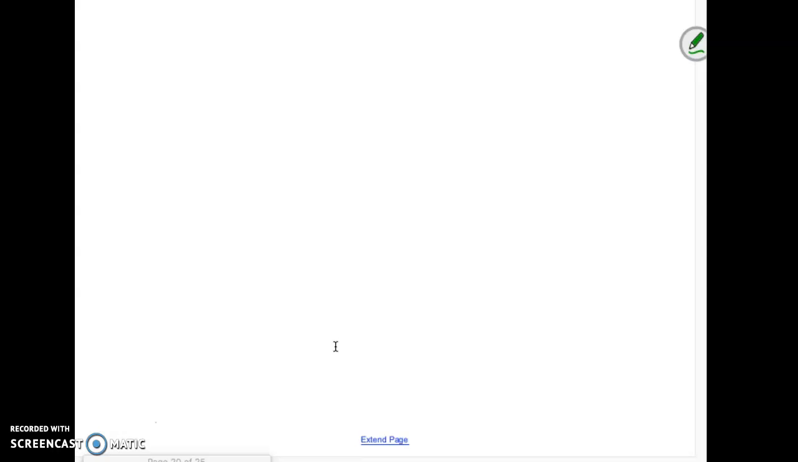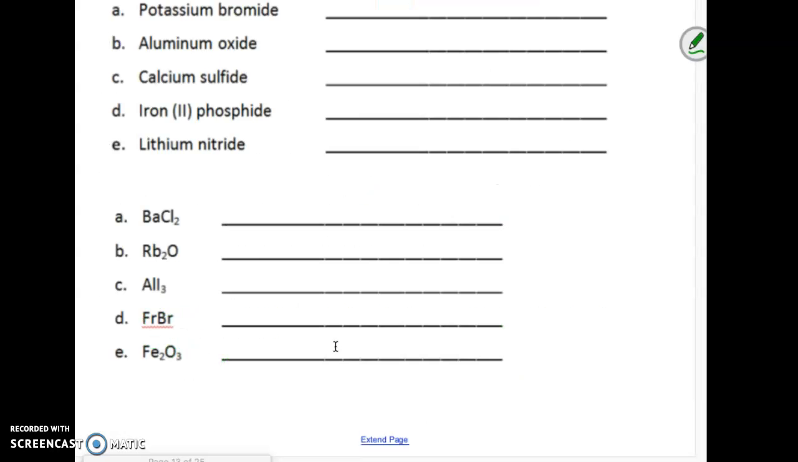Before I do that, because now we're kind of done with ionic bonding, I want to scroll back in the notes for these ones that I skipped before and walk through them with you. So potassium bromide. Potassium is a +1. Bromine is a -1. It's just KBr. Aluminum is a +3, oxygen is a -2, so it's Al2O3 in case you're having issues with these. Calcium is a +2, sulfur is a -2, they already cancel out, CaS.